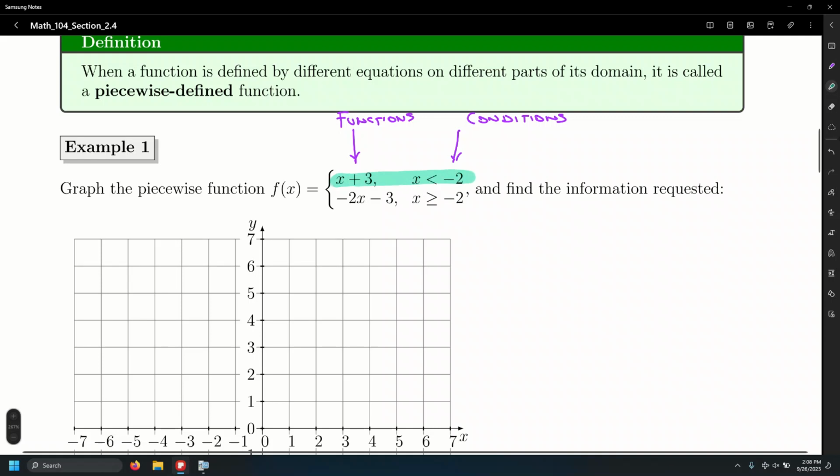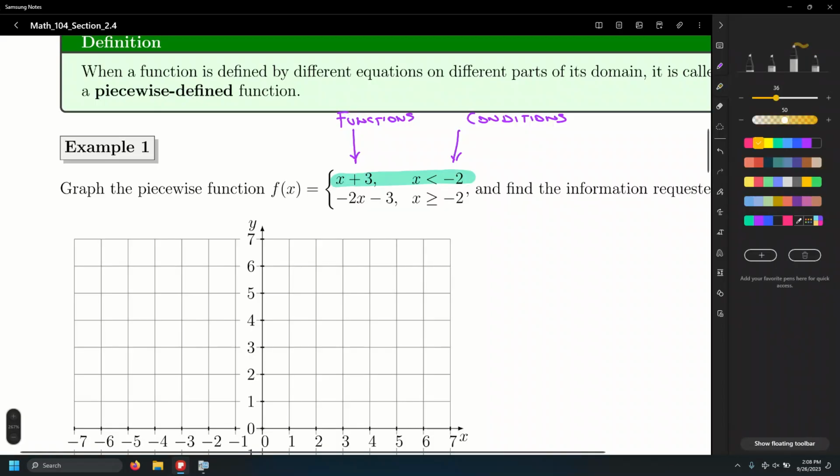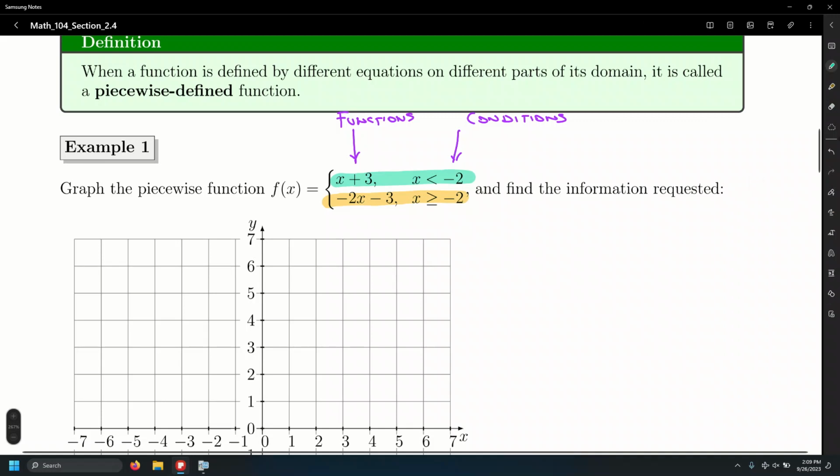Okay, let me use this color for the first part of the function. Let me use a different one for the second one. So this is what I would like to do. I'm going to go the table approach. We're going to make a table of values for each of the functions. So I'm going to do one table for number one, for the first part, the part in green. Okay, so x.